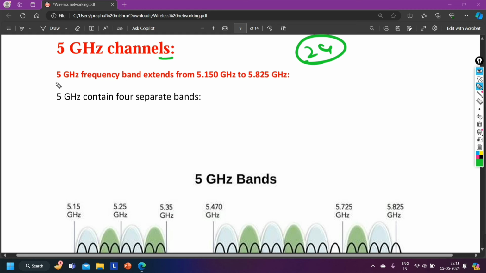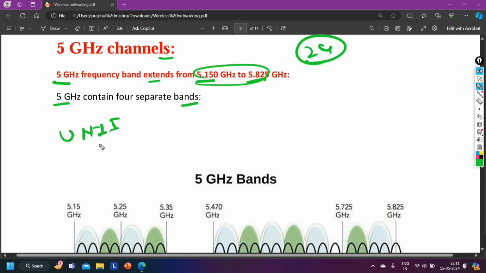Let me discuss that. Like here you can see, the first point is that the 5 GHz frequency band extends from 5.150 GHz to 5.825 GHz, right? So this is the range of the 5 GHz frequency. Then guys, 5 GHz contains 4 separate bands, or you can say 4 separate UNII.